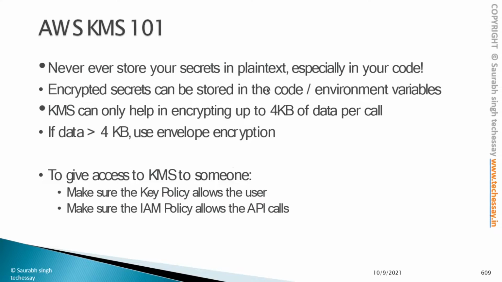Never ever store your secrets in plain text, especially in your code. Encrypted secrets can be stored in the code or in environment variables. KMS can only help in encrypting up to 4 KB of data per call. If we want to encrypt more than 4 KB of data, then we have to use envelope encryption. To give someone access to KMS, we have to make sure that the key policy allows that user, and we also have to make sure that the IAM policy allows the API calls.